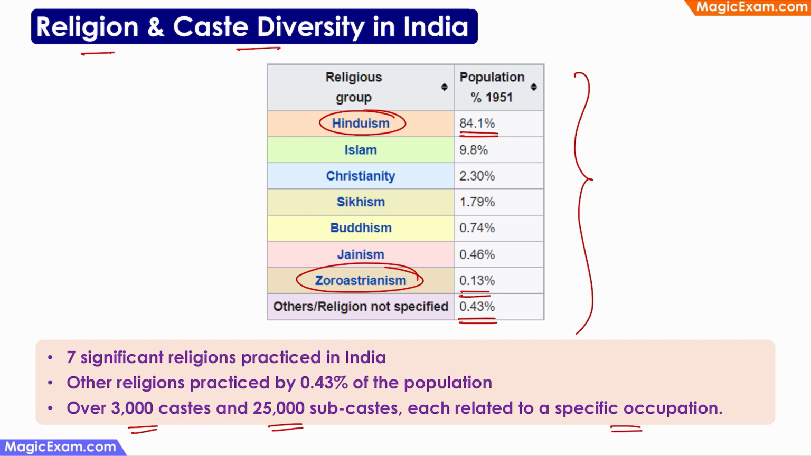So in a classroom, you will find children from different religions, from different castes, and because of the different customs, traditions, beliefs that are practiced because of these different religions and castes, the children who belong to these religions or castes will also have some individual differences. Therefore, religion and caste also lead to individual differences in the classroom.